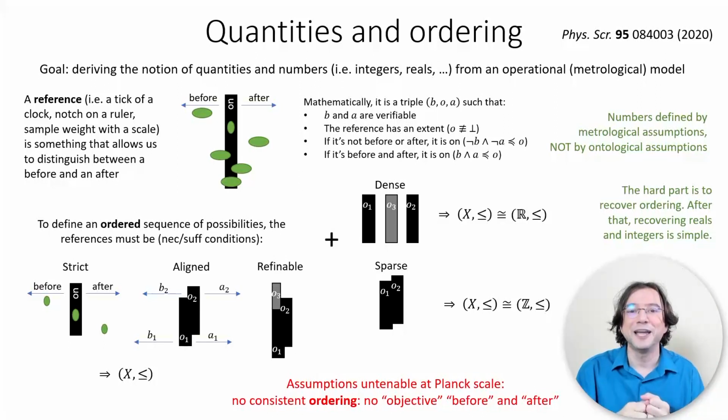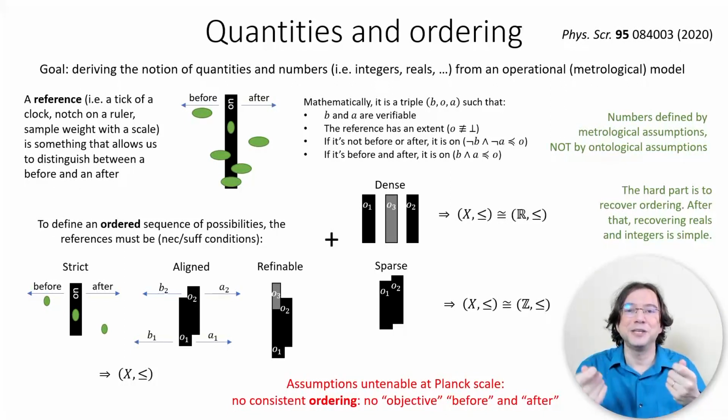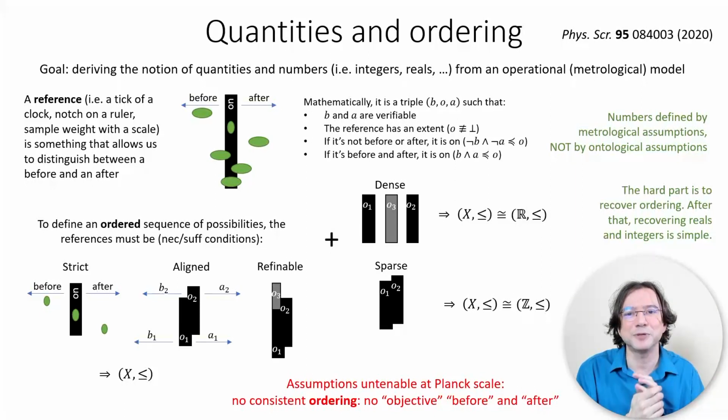So the statements "the object is before the reference" or "it's after the reference" are verifiable statements. And the idea is that we can reconstruct the real numbers, essentially by having requirements on these references. You need to have enough references, you need to be able to make them small enough, they have to have some sort of logical relationship between them, and you're going to be able to show exactly what physically are the conditions that you need.